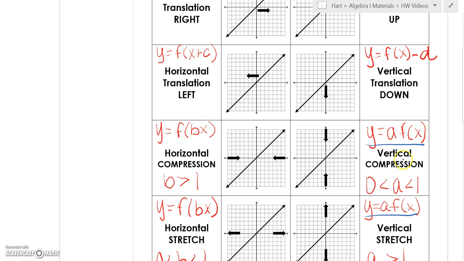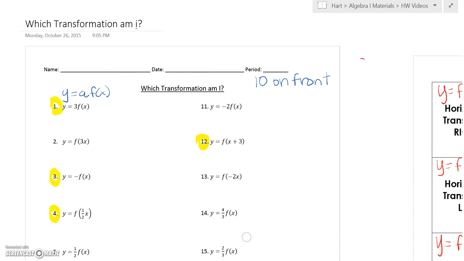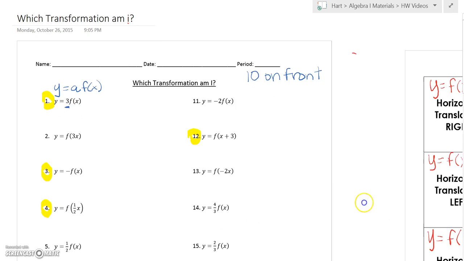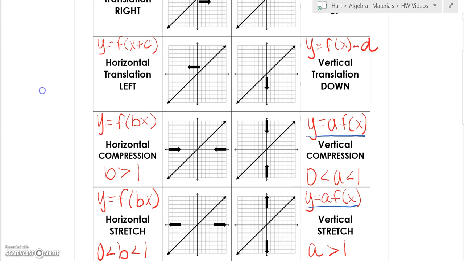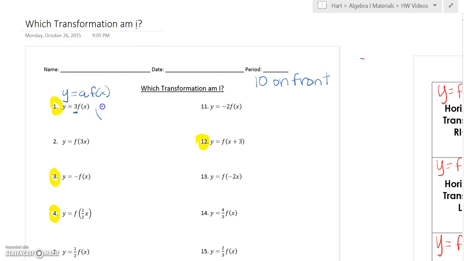So we know it's got to be vertical, but then we have to decide if it's a compression or a stretch. So since on number 1 it's 3 f of x, we know 3 is greater than 1. This one says that it's between 0 and 1, which is not true. So we know it's got to be a vertical stretch. So for number 1, you would just write down vertical stretch.